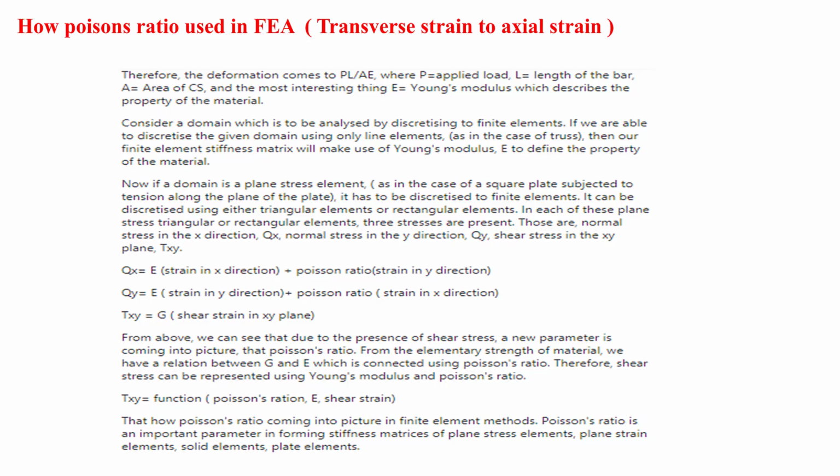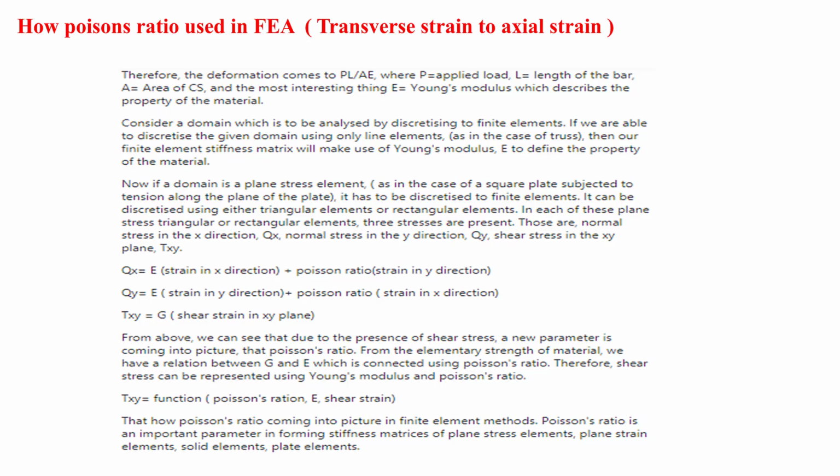in x direction for stress along x and the Young's modulus plus Poisson's ratio into strain in y direction. Same thing for stress along y direction and the shear stress value, shear stress in xy plane, and rigidity modulus. Okay, so once you consider these things, the shear stress can be represented using the Young's modulus as well as Poisson's ratio. So the Poisson's ratio is coming into picture.